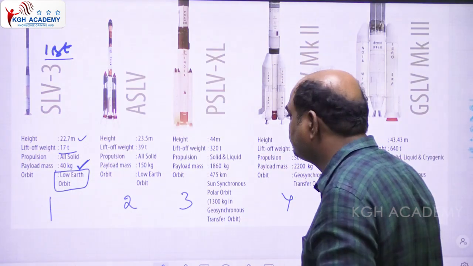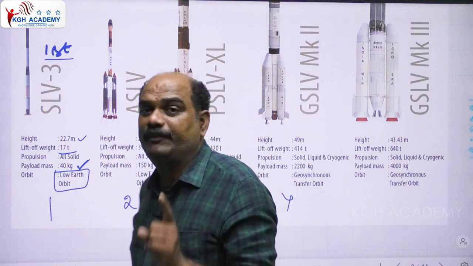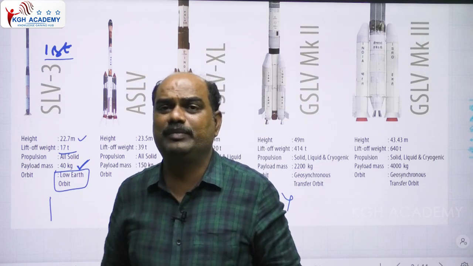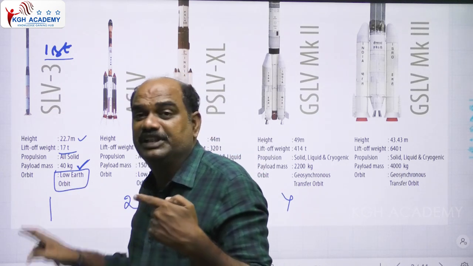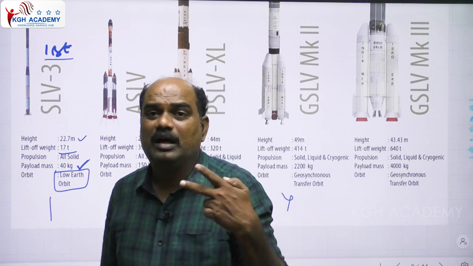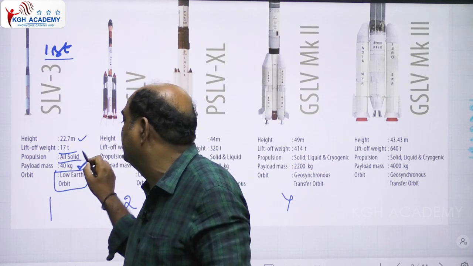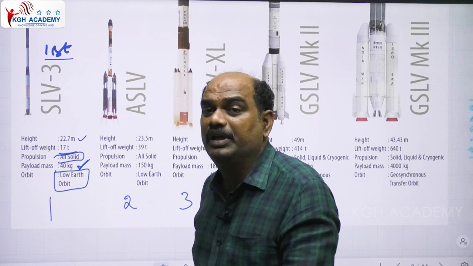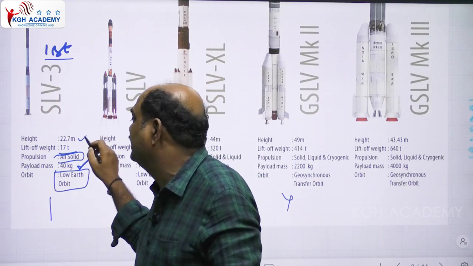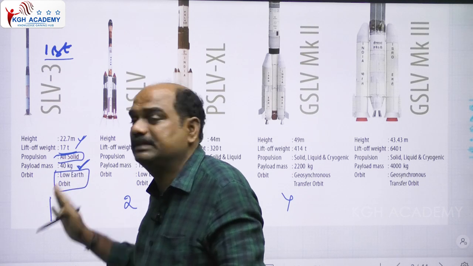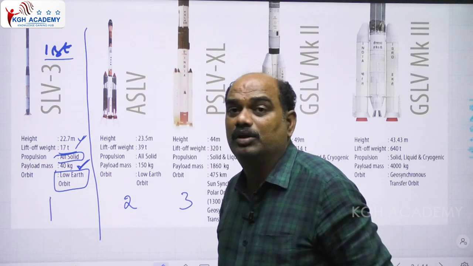So, coming back to the SLV, it will deploy the satellites into the LEO. SLV, first point. With all this evolution, you will be able to frame answers also. SLV can carry satellites to a height of 160 to 1600 kilometers, which is low Earth orbit, and it can carry a payload mass of 40 kgs. The fuel used in the SLV is all solid fuel. In every SLV stage, solid fuel has been used, and the height is 22.7 meters and the lift-off mass is 17 tons.